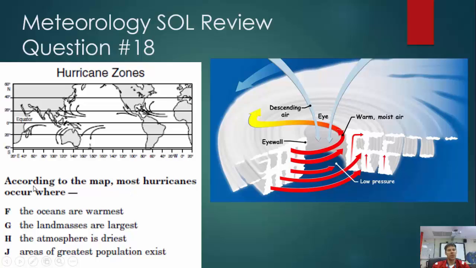So according to the map, most hurricanes occur where? F, the oceans are the warmest. Yes, that is absolutely the best answer, where the oceans are the warmest.